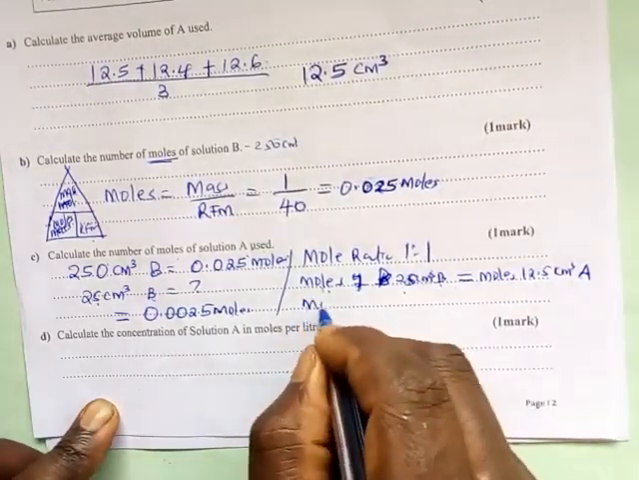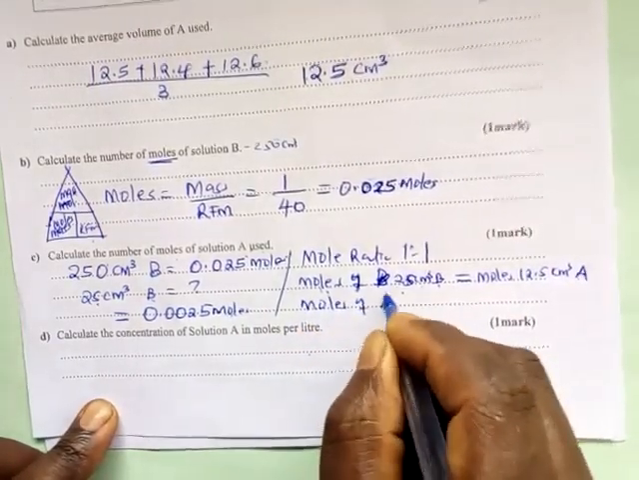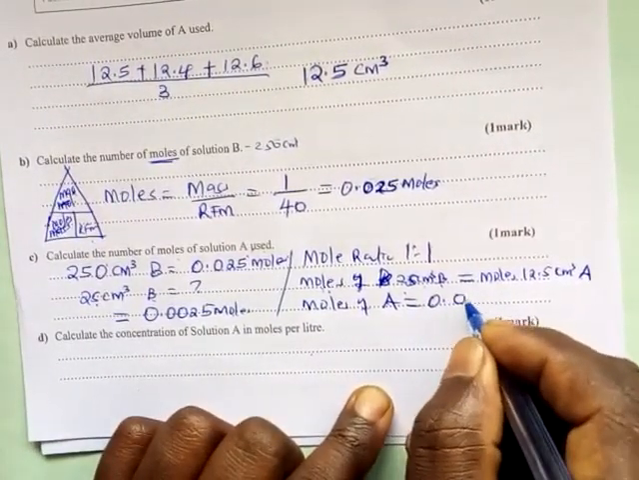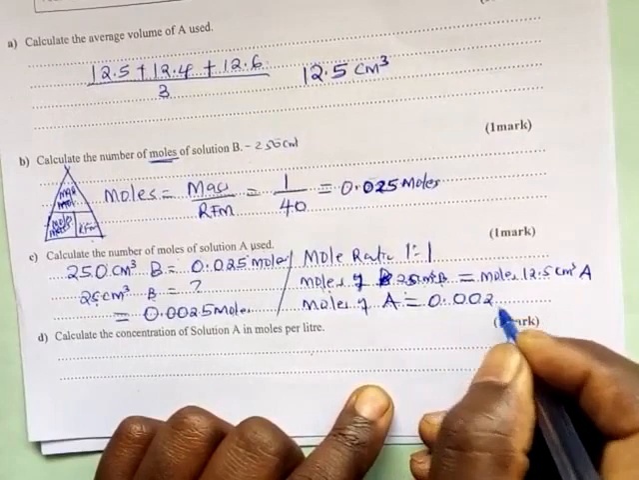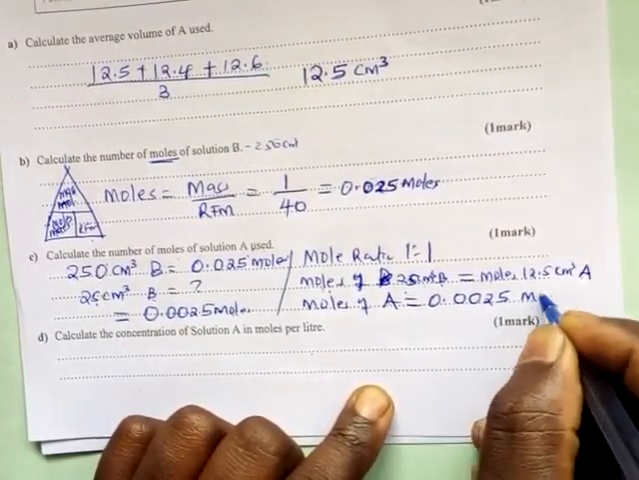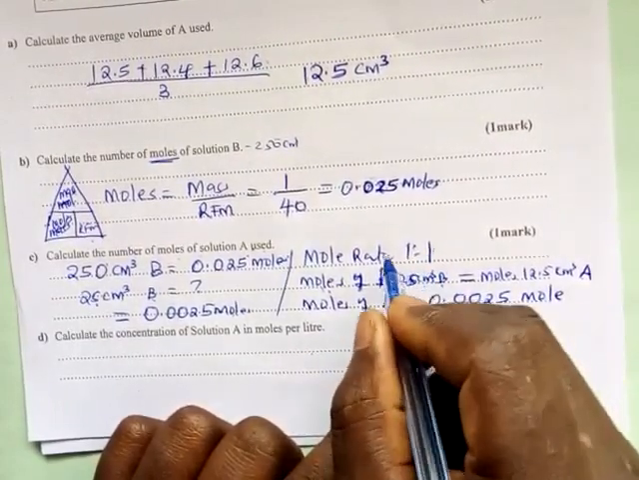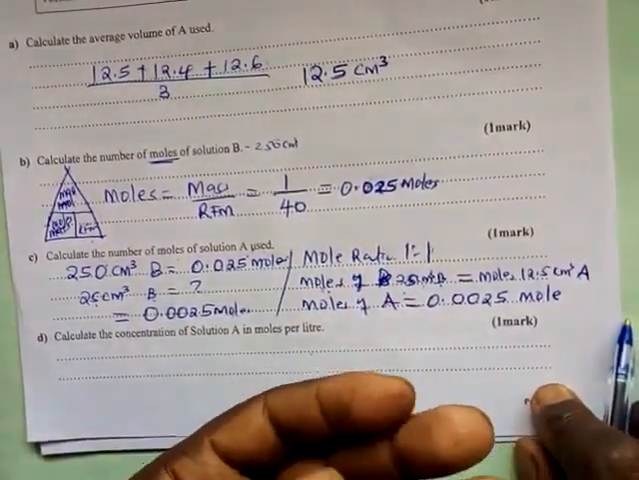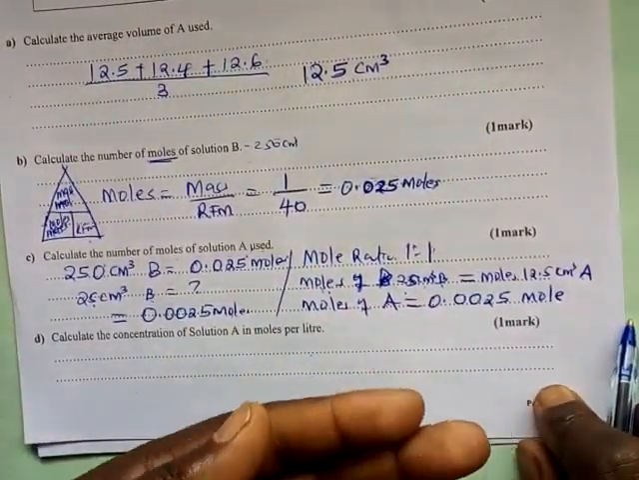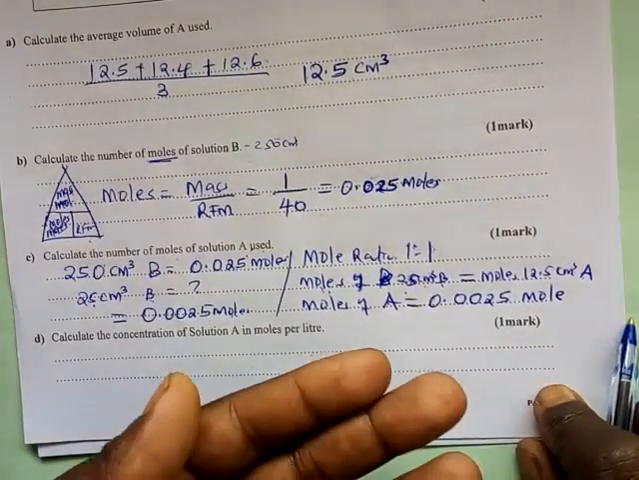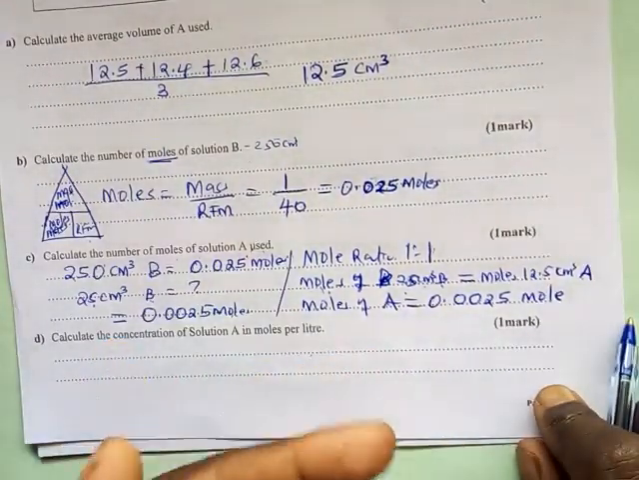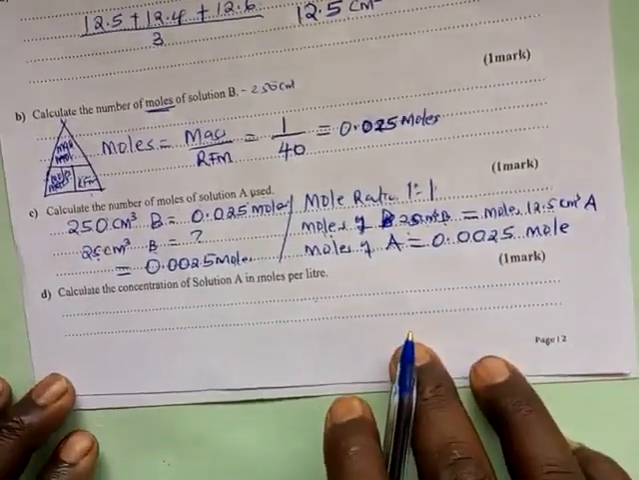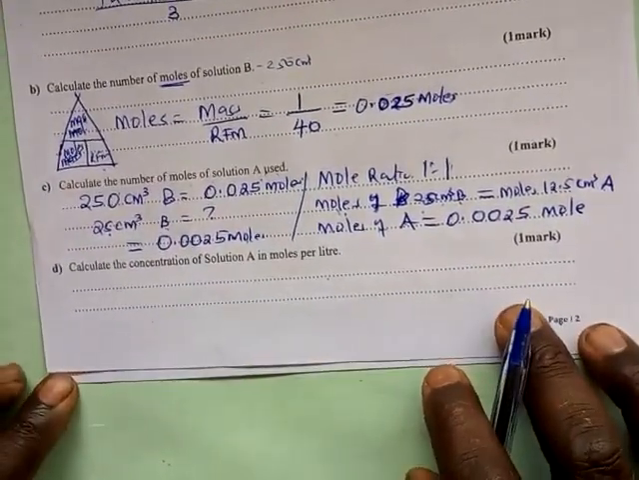So moles of A is equal to 0.0025 moles. Why? The ratio is 1:1. This is a monobasic base and a monobasic acid, therefore it's like sodium hydroxide plus HCl. The ratio is 1:1. So the moles is like that. So let us go ahead and finish part D.